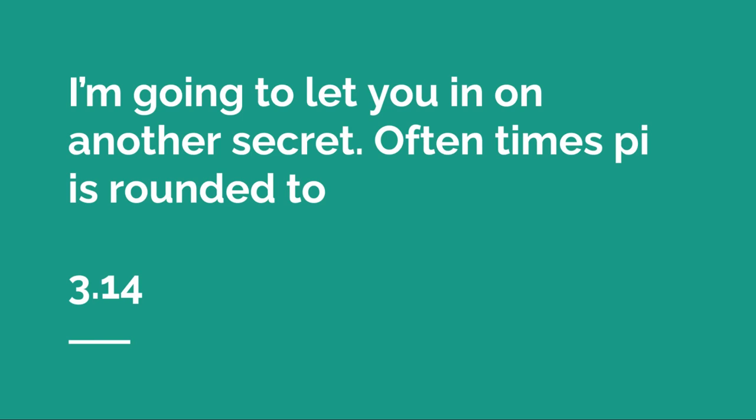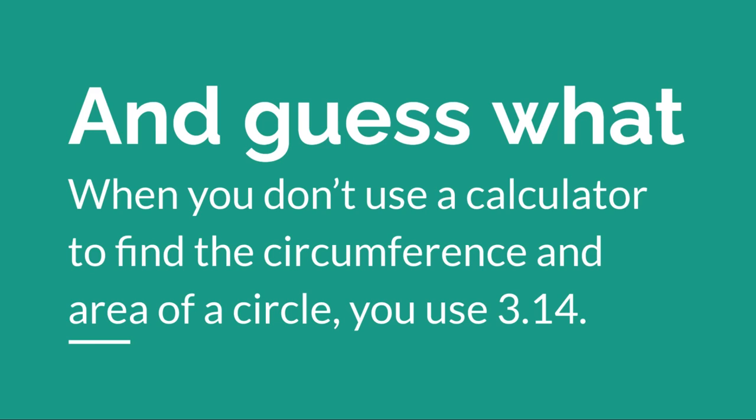I'm going to let you in on another secret. Oftentimes, pi is rounded to 3.14. And guess what? When you don't use a calculator to find the circumference and area of a circle, you oftentimes use 3.14.